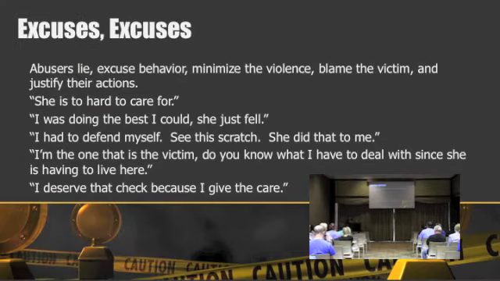So, excuses. Abusers often lie, they excuse their behavior, they minimize the violence, and they blame the victim, and they can justify their actions. Well, she's too hard to care for. I was doing the best I could. She just falls all the time. I had to defend myself. See this scratch? See what she does to me? I'm the one that's the victim here. Do you know what I have to deal with since she is living here? I deserve that check because I give the care. These excuses are incorrect, inappropriate. We must stand against these injustices.